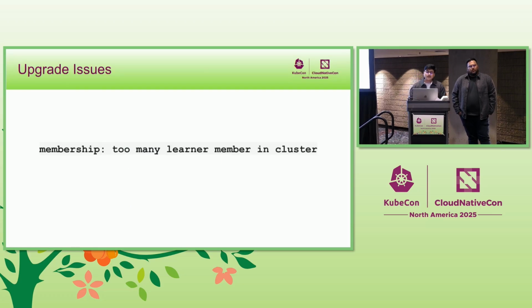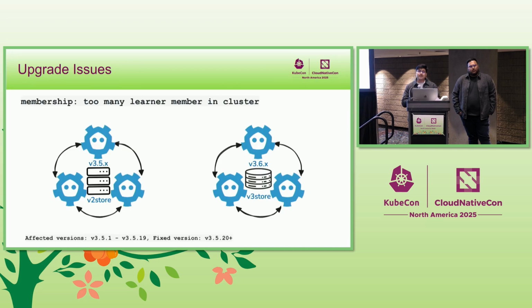The next is the upgrade issues. And we know that etcd 3.6 got released after almost 4 years, and everybody is excited to upgrade to it. But you might run into a few problems while doing that, depending on which version you are coming from. So one of those common errors is too many learner members in the cluster. Let's look at why you would run into such a problem.